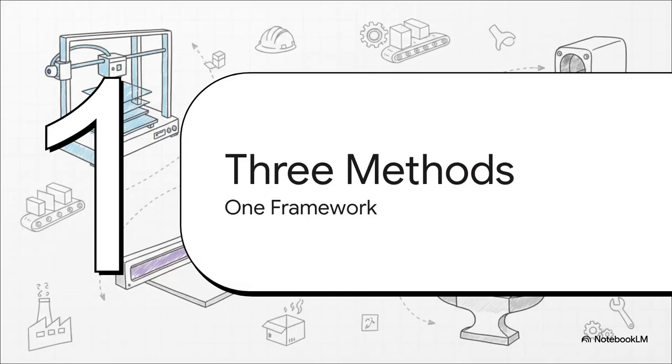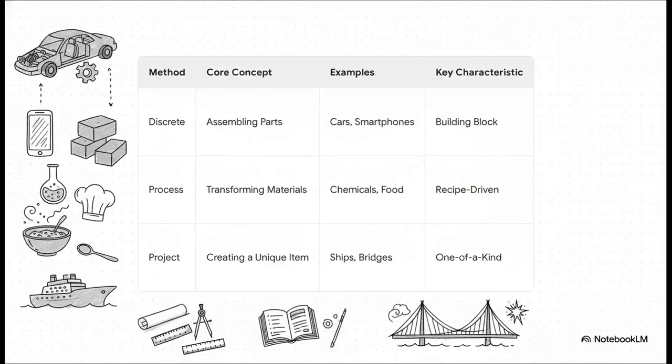Okay, so let's pull this all together. Assembling pieces, following a recipe, and creating a one-of-a-kind item. We've just walked through the three core methods. Now let's see how they fit together as one single framework for understanding how, well, literally everything is made. And here it is, the whole framework at a glance. You've got that building block approach of discrete manufacturing for things like cars and phones, then you have the recipe-driven method of process manufacturing for things like chemicals or food, and finally, the one-of-a-kind approach for massive projects like a bridge. Three core concepts that explain pretty much everything we make.